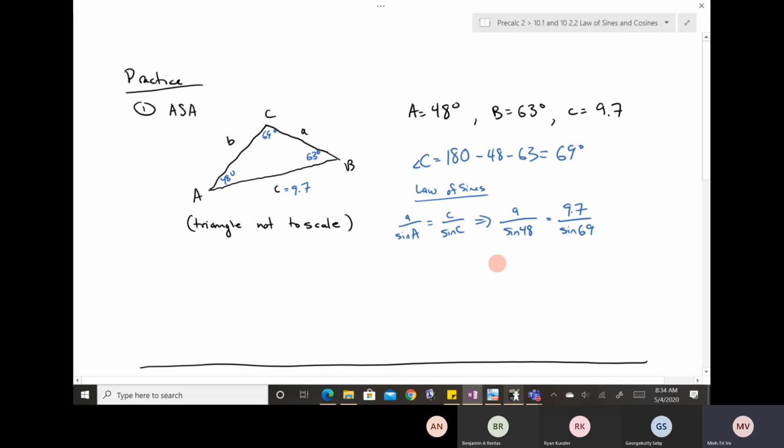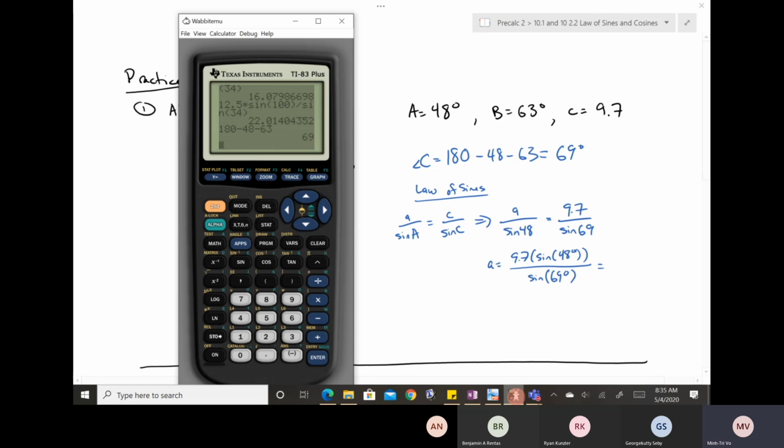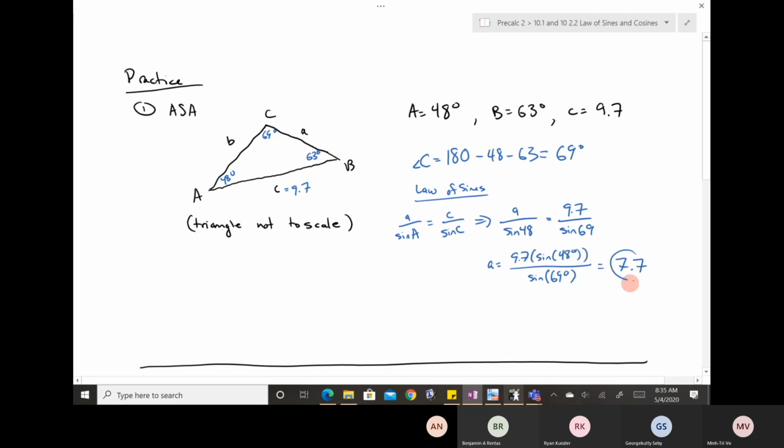So what does this mean? So A is equal to, so I need to multiply the sine 48 over, right? So it's 9.7 times sine 48 over sine 69 degrees. So what do we get for A? So 9.7 times sine 48 divided by sine 69. So we get about 7.7. Okay, so A is 7.7.